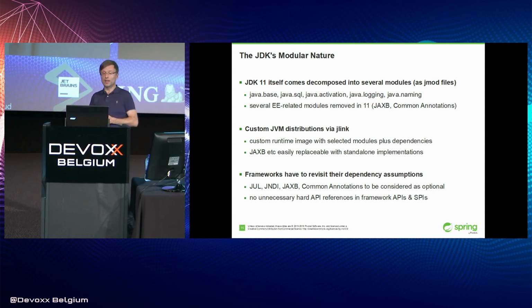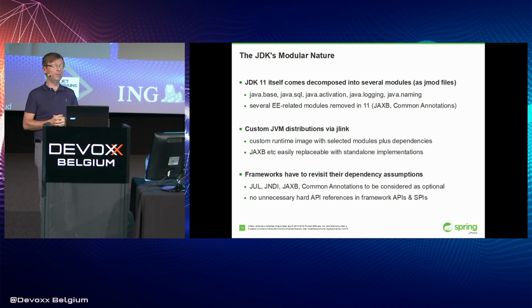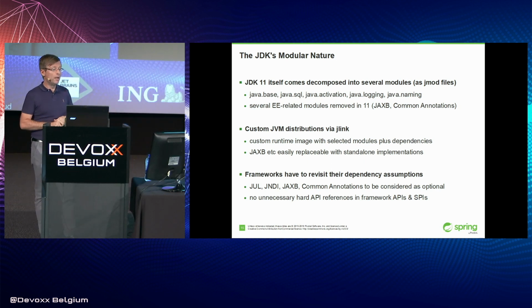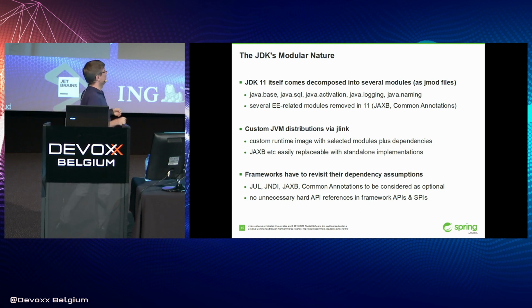And in our framework design, we never made hard assumptions about Java util logging or JNDI or JAXB, and not even about common annotations. So from a Spring perspective, this is reasonably straightforward. Other commonly used frameworks and libraries out there have hard assumptions about those in them. You will have to add the same APIs and implementations that you used before, but you have to get them from Maven Central now and manually add them to your build, to your deployment image.